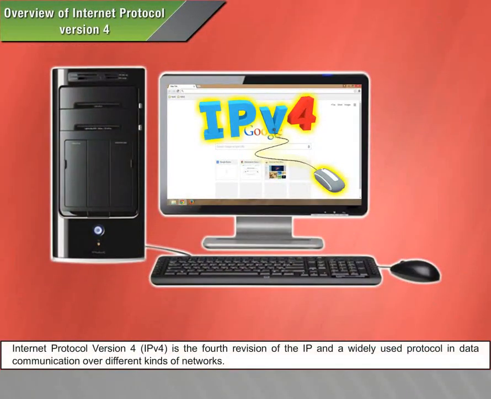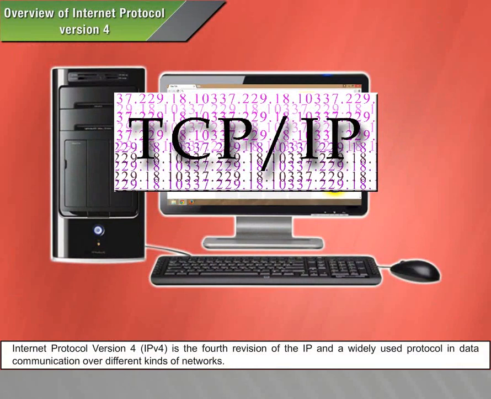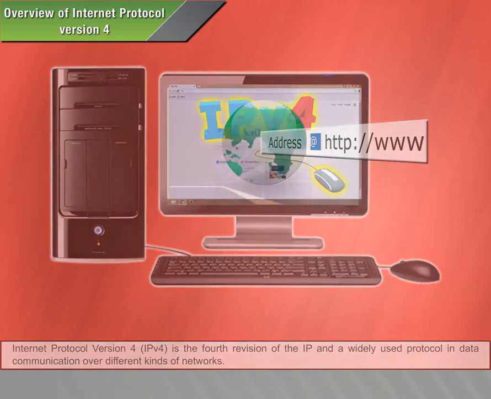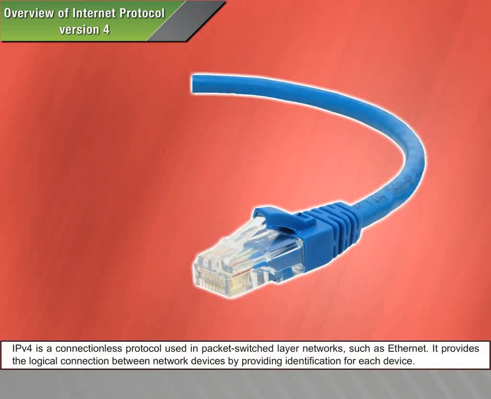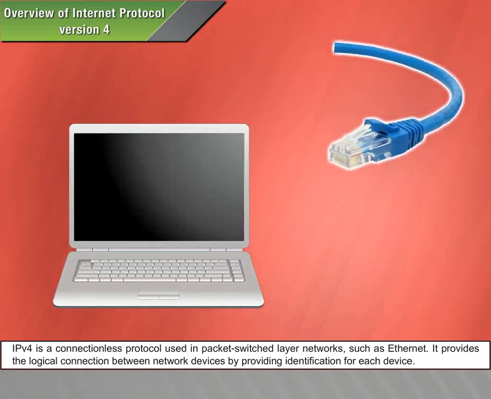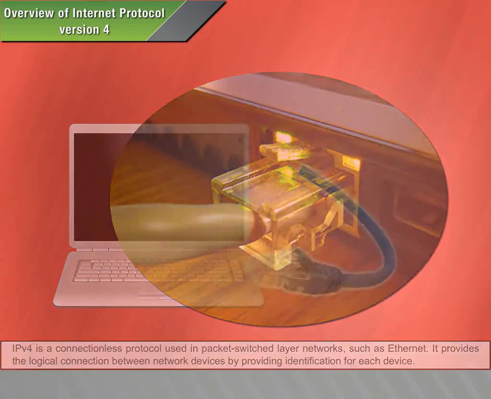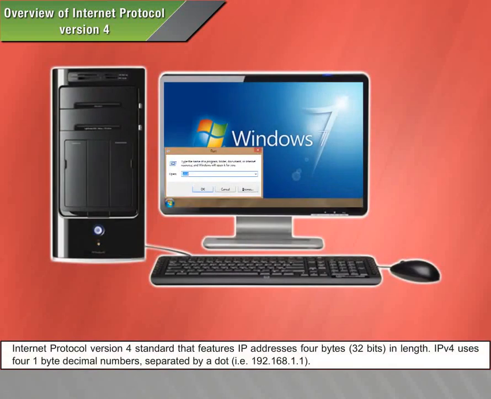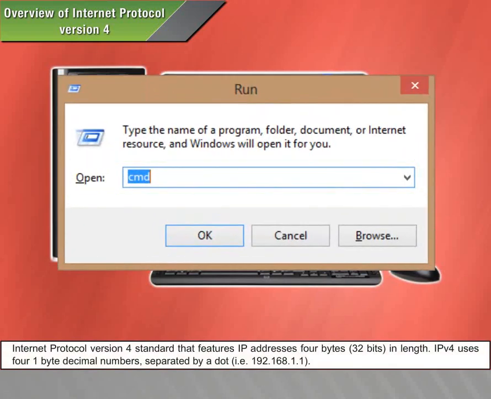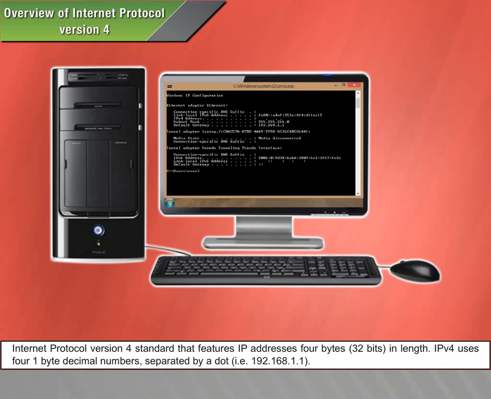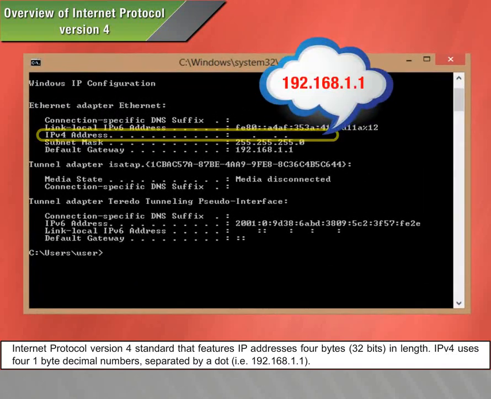Internet Protocol version 4, that is IPv4, is the fourth version of the IP and a widely used protocol in data communication over different kinds of networks. IPv4 is a connection-less protocol used in packet-switched networks such as Ethernet. It provides a logical connection between network devices by providing identification for each device. The IPv4 standard features IP addresses 4 bytes, that is 32 bits, in length. IPv4 uses four 1-byte decimal numbers separated by dots, for example 192.168.1.1.